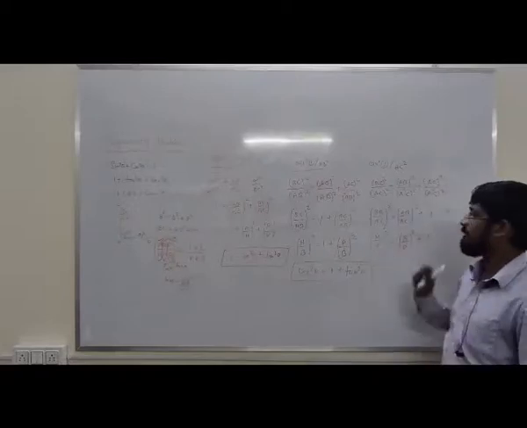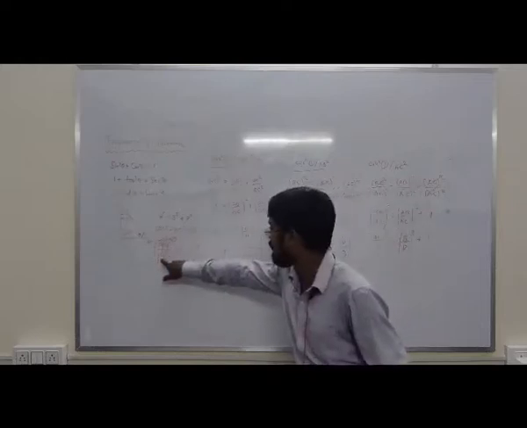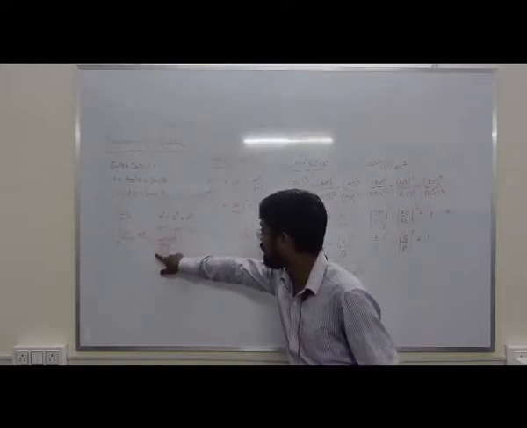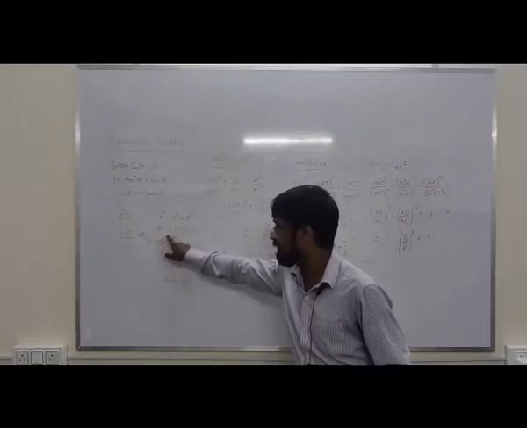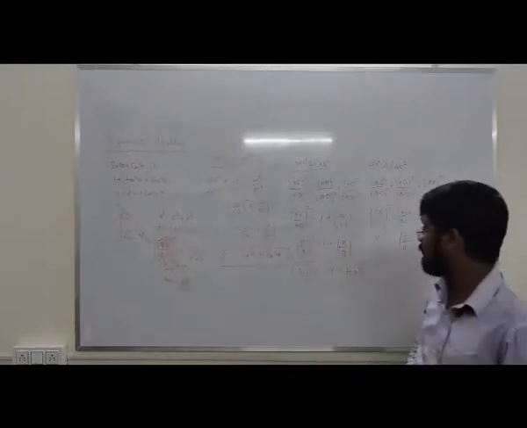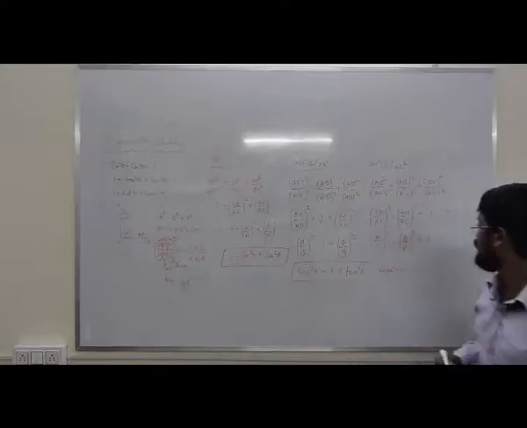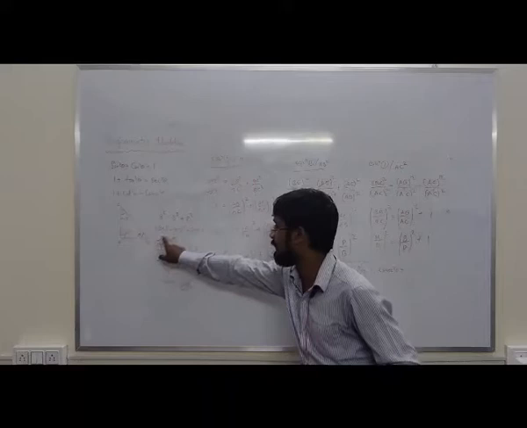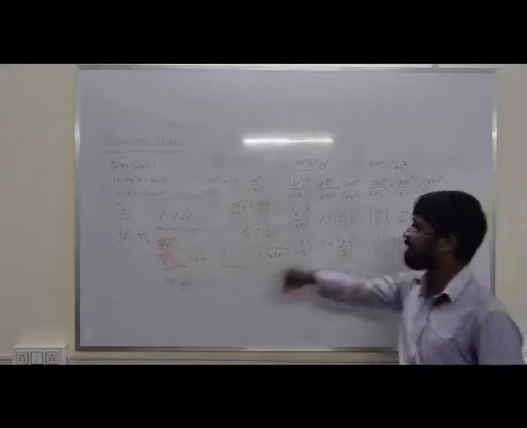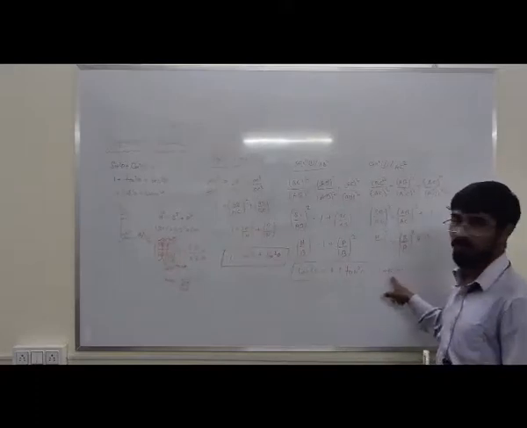Now what is H by P? Look at the trick. Hypotenuse by perpendicular. The first term is perpendicular by hypotenuse, which is sin theta, but here it is reciprocal, so it is nothing but cosec theta. So I can write this as cosec square theta. P by H is sin theta, but here it is H by P, the reciprocal of sin theta, which is cosec. That's why I'm writing cosec square theta.